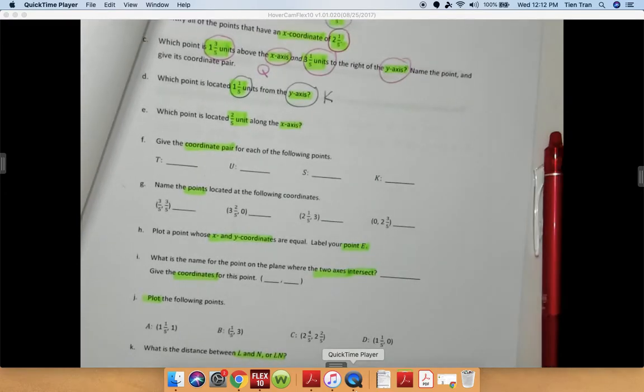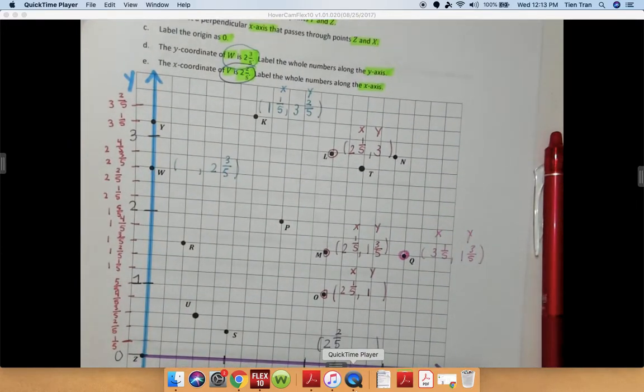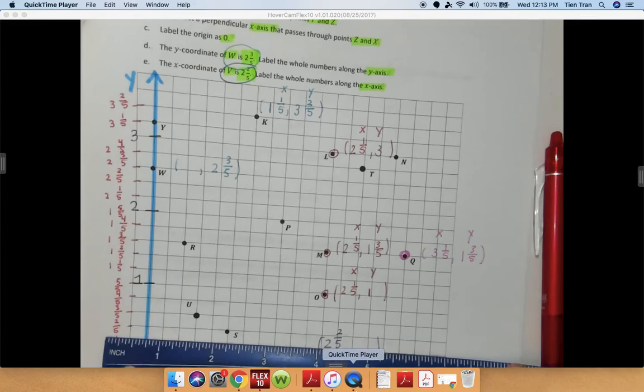The next one asks me, which point is located 2/5 units along the x-axis? So 2/5. I'm going to move this up from the x-axis at 2/5.